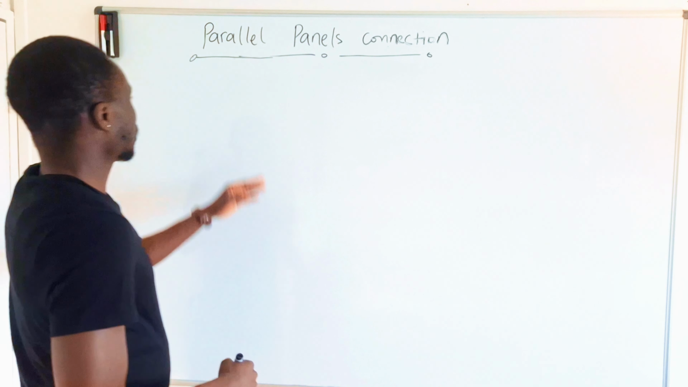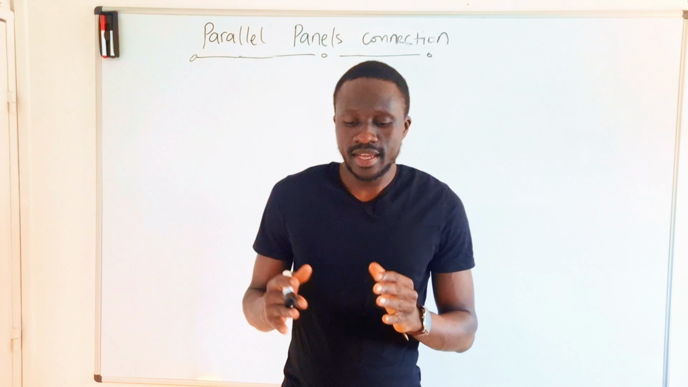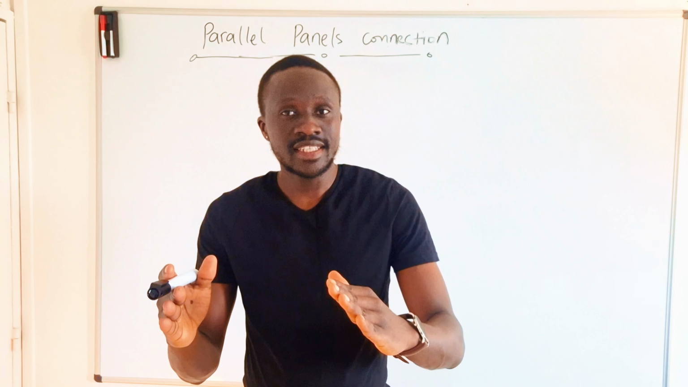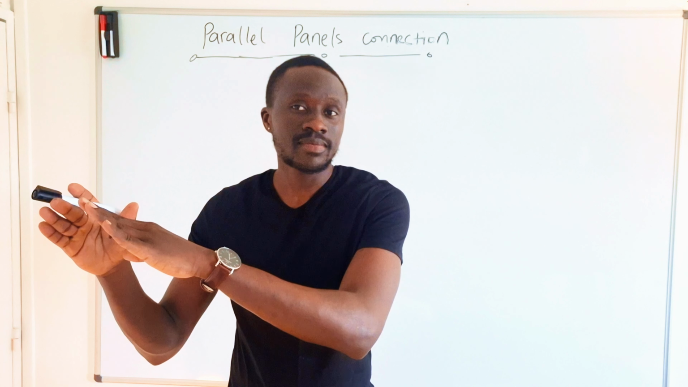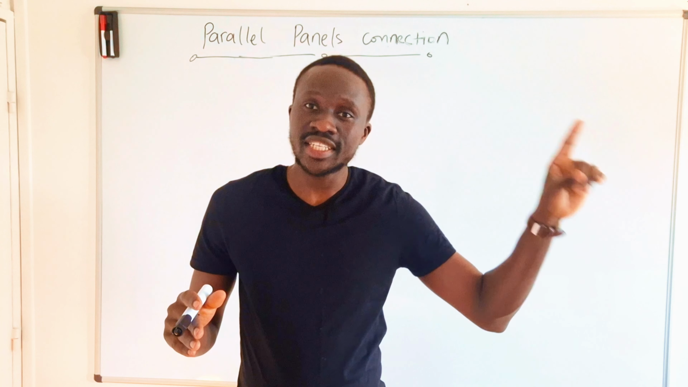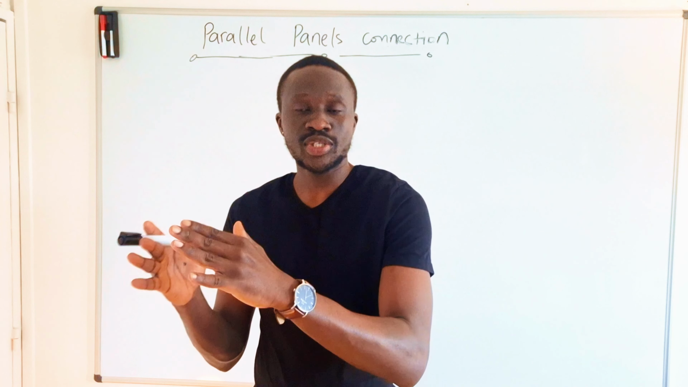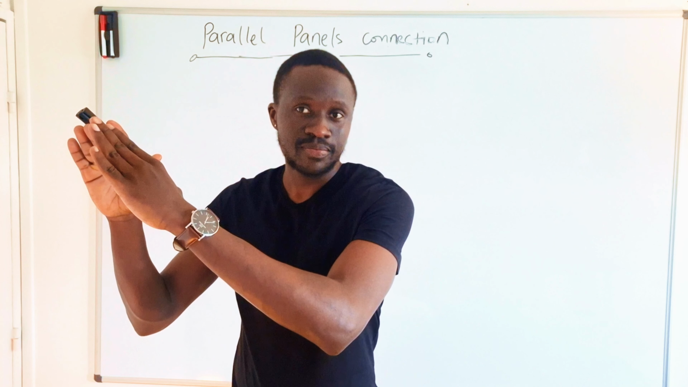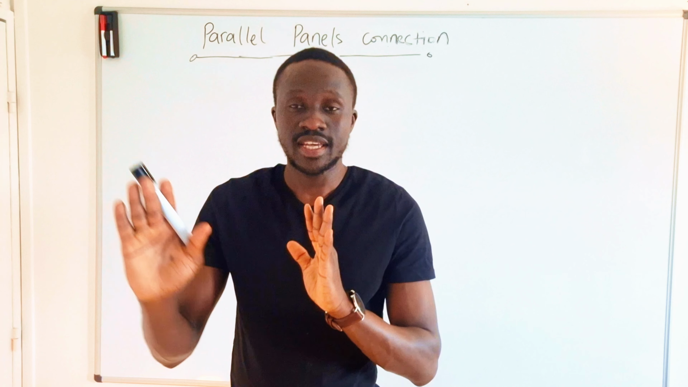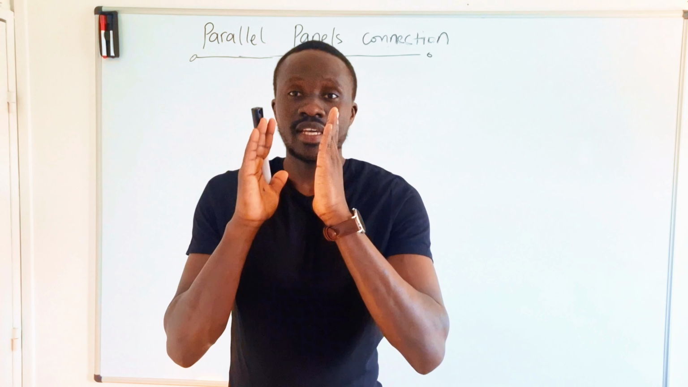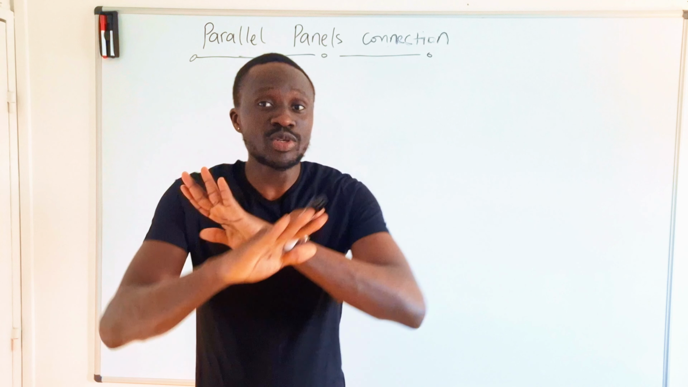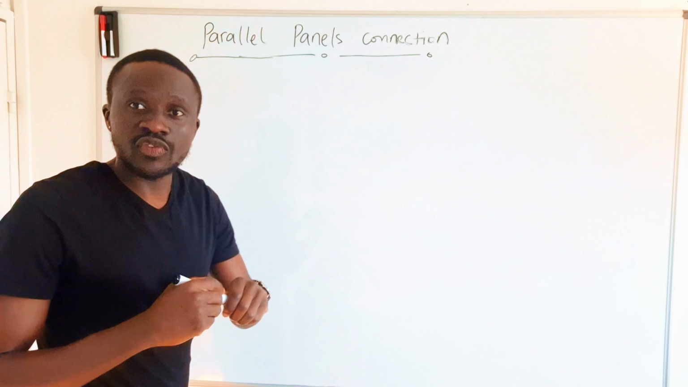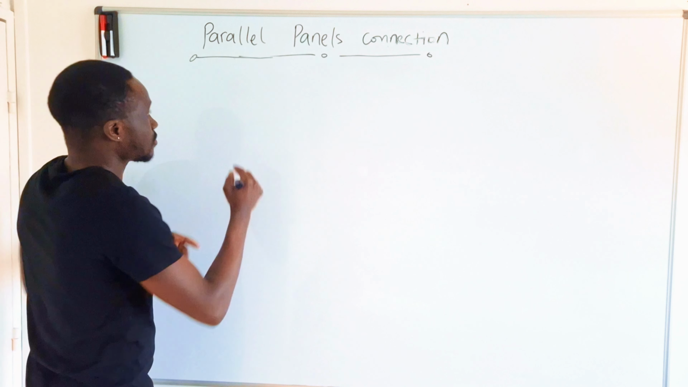Let's try to say, in parallel connection, we are looking at increasing the current. In series connection, we are looking at increasing the voltage. Now in a parallel connection, we are looking at increasing our current. Not voltage, current. But the voltage will be constant. Our voltage will not change. Like the voltage of one panel, let me give you an example.